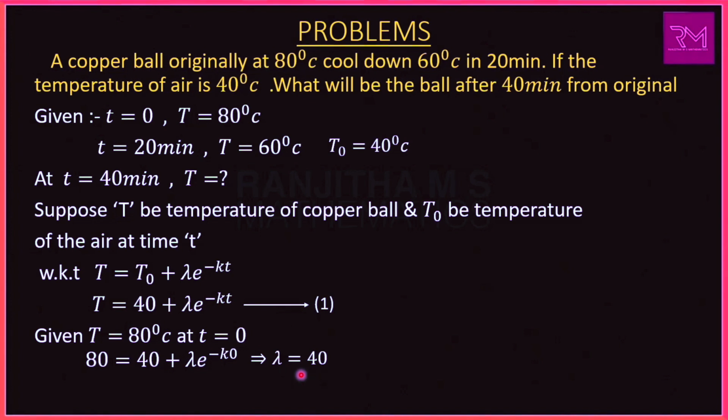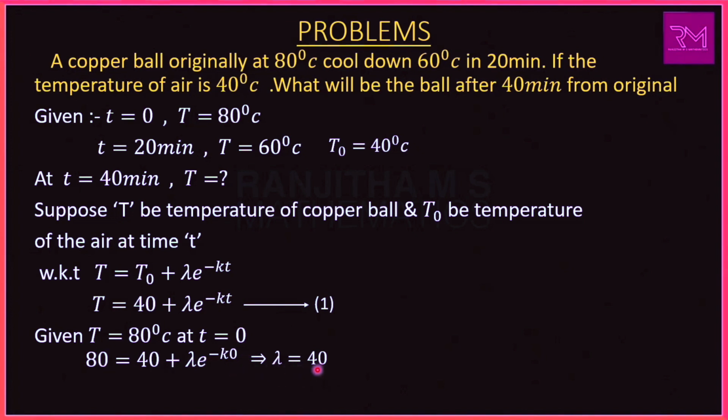Here, the first step is completed. That is, to find the lambda value means substituting the given data. Here, they have given the temperature of the air as 40 degrees Celsius. Substituting that value, again we take the given data at time t equal to 0, the temperature of the ball is 80 degrees Celsius. Substituting T as 80 at time t equal to 0, we get the lambda value as 40.